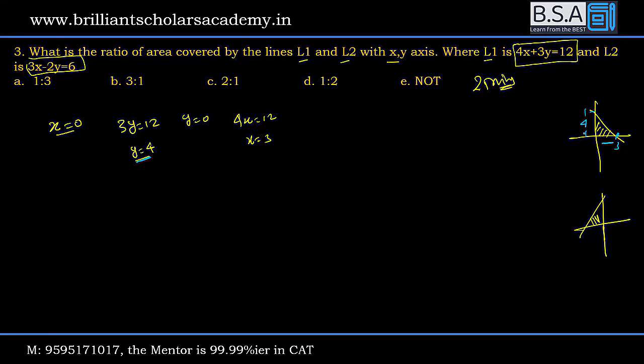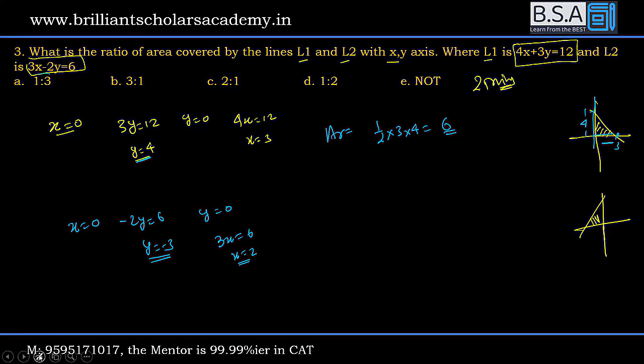So what is the area? Area covered with the xy axis is 1 by 2 into base into height. So area is 6. You do the same thing for the second equation. Make x is equal to 0. You get minus 2y is equal to 6. y is equal to minus 3. You make y is equal to 0. You get 3x is equal to 6. x is equal to 2.